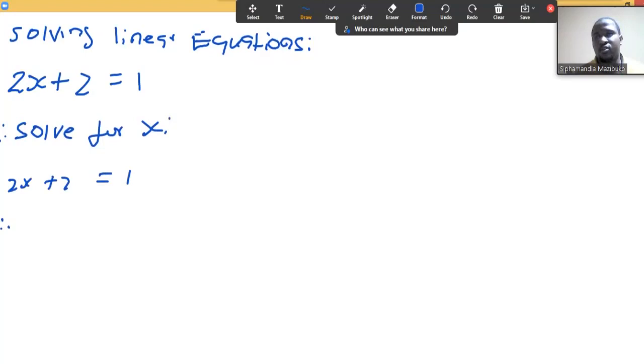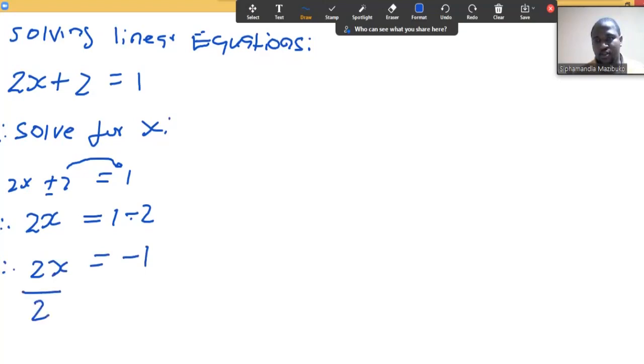We simply need to rearrange so that 2x is the same as 1 minus 2, because we're taking the 2 to that side, so that's why the sign changes from positive to negative. Therefore we have 2x equal to 1 minus 2, which is minus 1. So we can simply divide by 2, and therefore x is equal to minus half.